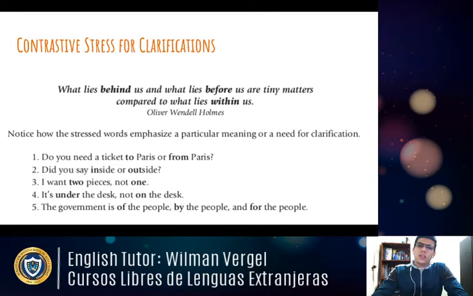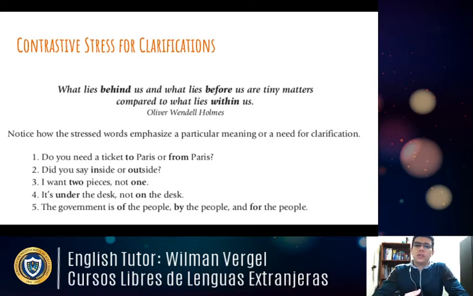In contrastive stress for clarifications: what lies behind us is what lies before us. Our tiny matters compared to what lies within us. Within us. So notice how the stress words emphasize a particular meaning or a need for clarification. Pay attention. We say, do you need a ticket to Paris from Paris? Okay, in that case, you emphasize to and from because you want to clarify the destination.